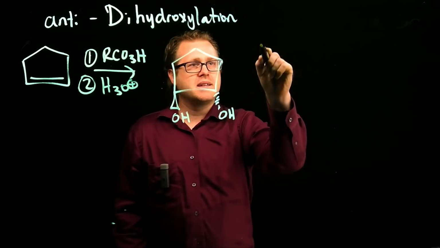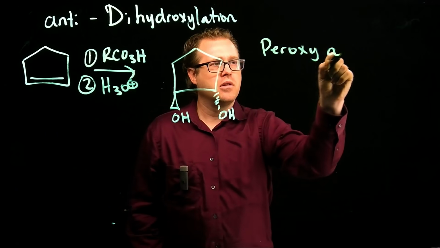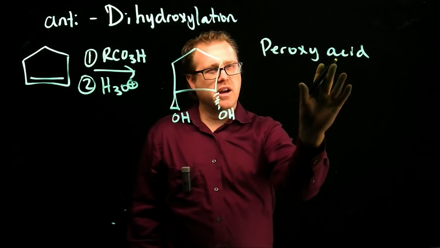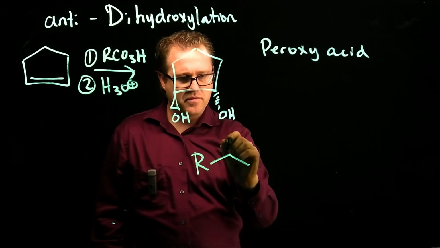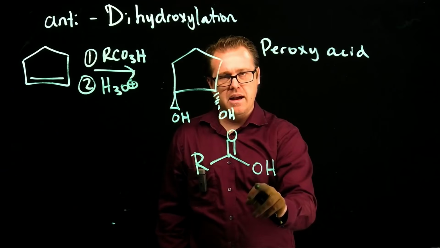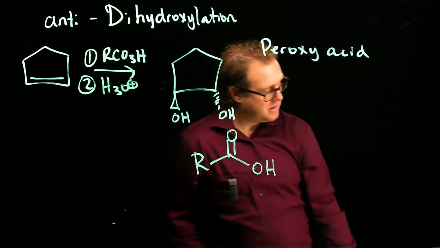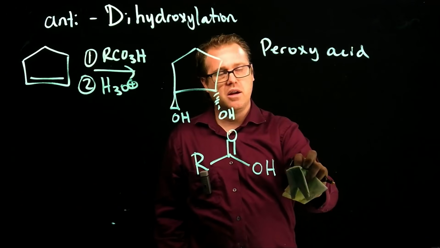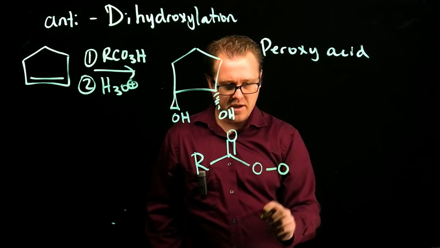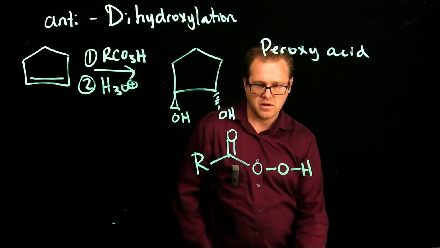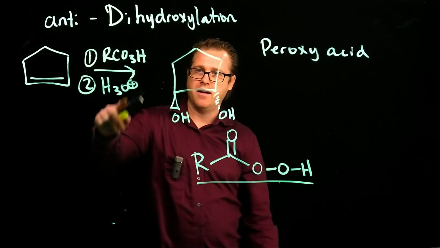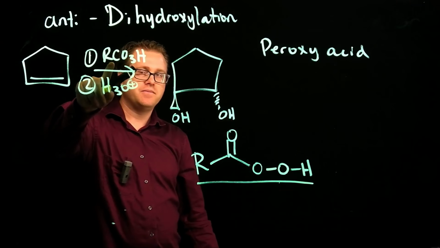So the peroxy acid, well, before I talk about peroxy acid, what is this functional group? That guy right there, what's that called? That is a carboxylic acid. A peroxy acid is one where you just add in an oxygen there, then the hydrogen. So that right there is a peroxy acid. And you can see that this chemical formula right there matches that right there.